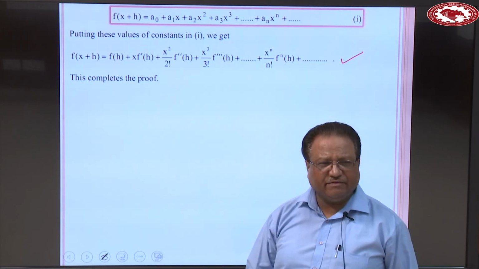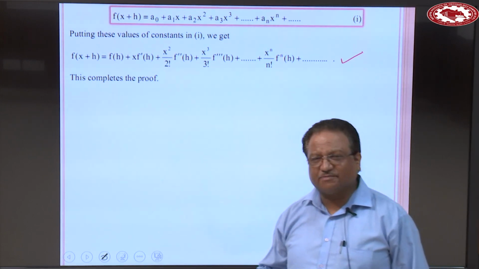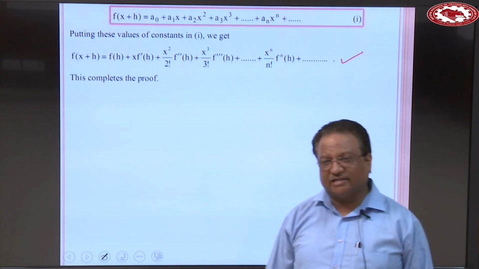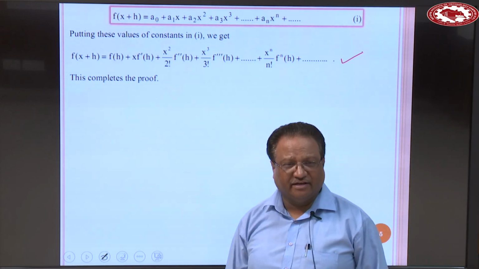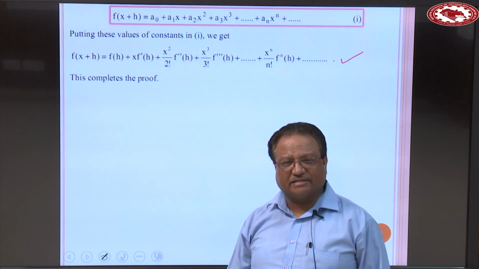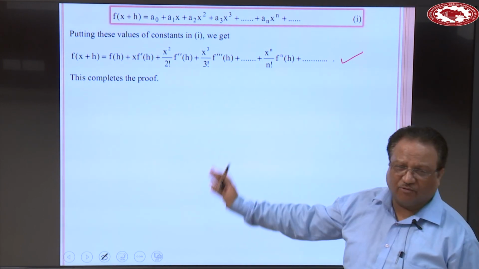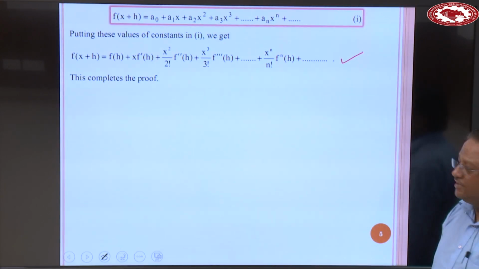The expansions you have already studied, whether it is the expansion of e raised to power x, e raised to power minus x, log 1 plus x, tan x, or sin x, all of these expansions are evaluated from these two formulas. So today we will discuss a few problems.